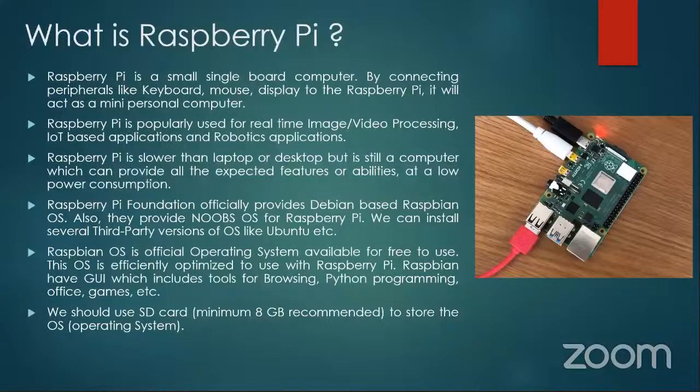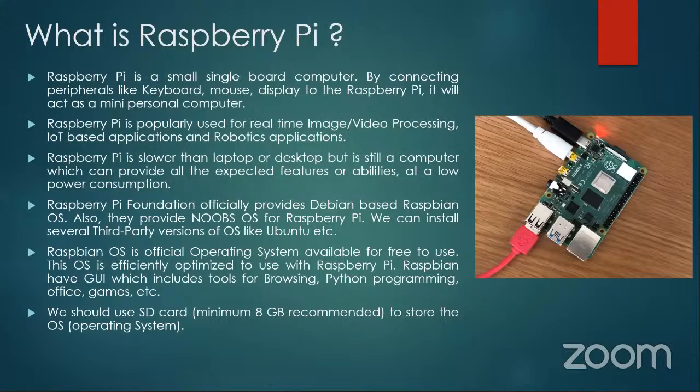We can also install some third-party vendors' OS such as Ubuntu. They provide one OS, and likewise a lot of companies, like Kali Linux, also provide their own OS for the Raspberry Pi, BeagleBone, and such kinds of boards. And Raspbian OS is the official operating system for the Raspberry Pi.